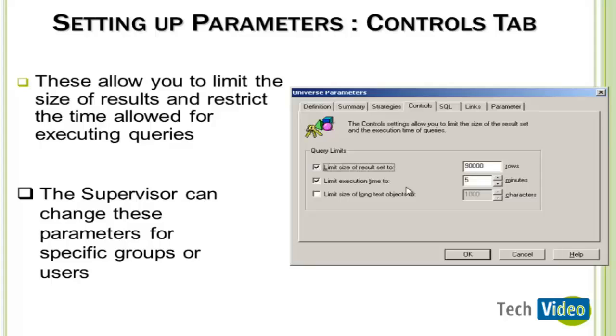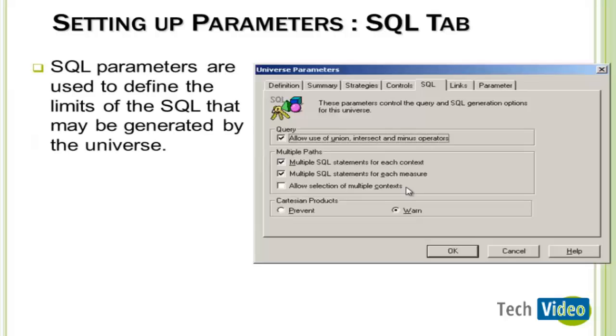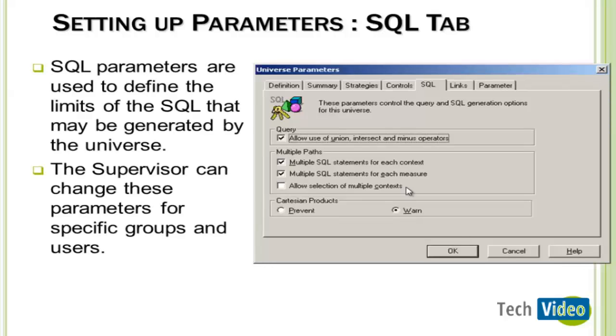So that is about the Controls tab, and we have another tab, which is the SQL tab. This is the place where you can control what type of auto-generated SQL you can generate at report level. Allow use of union, intersection, and minus operators on this universe so that you can perform those operations while building your report. And multiple paths: we are going to discuss this when we discuss context in universe design. So that is about the SQL tab, and we have two more, which are links and parameters, which we are going to discuss in the next session.